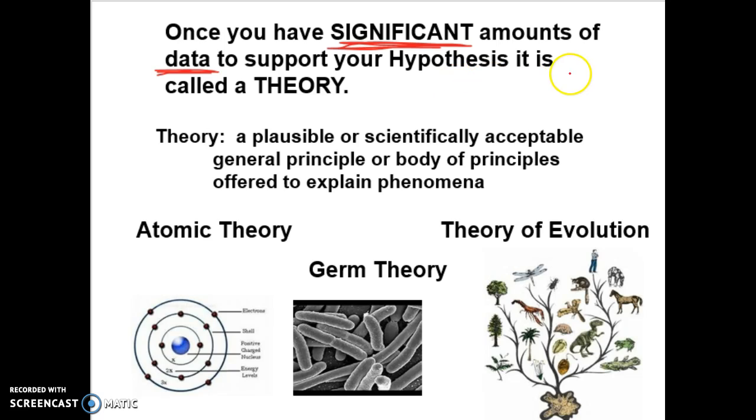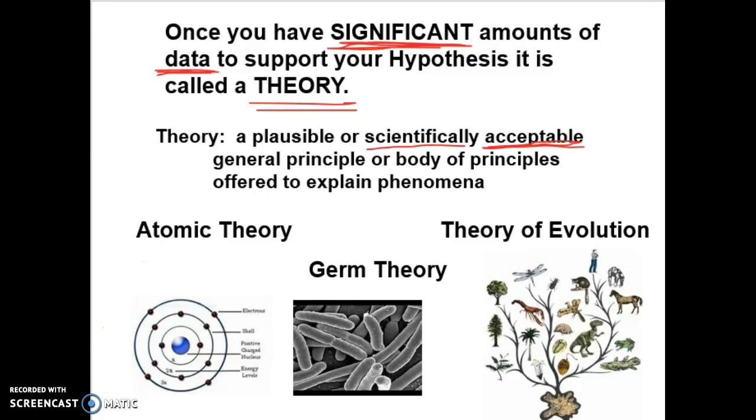Lots of different folks have repeated it. Other scientists have done it over and over and over. Then we move to what we call a theory. In science, a theory is supported by data. It's a scientifically acceptable principle offered to explain phenomena. The key here is scientifically acceptable. The scientific world says this makes sense. All the data supports this. The experimentation supports this. All of these things support this idea. We now call it a theory.